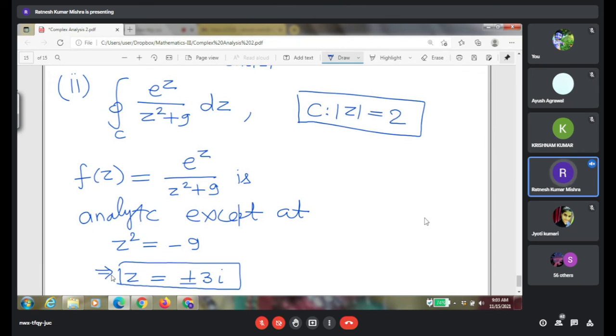So z = ±3i, which means z equals either 3i or -3i. At these two points the function is not analytic. If you plot |z| = 2, the center is 0 and the radius is 2. So these points do not lie in this region.